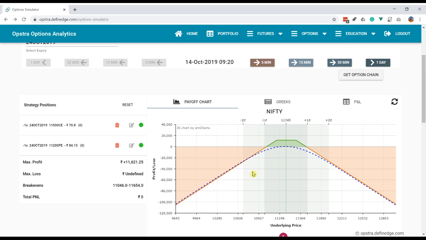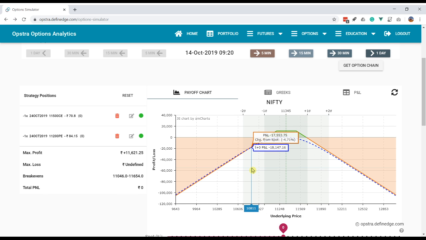Now there are two conditions in this particular strategy. One, we will exit this strategy whenever the loss goes beyond 50% of the initial credit received. In this case the initial credit received is 11,600, right? So the stop loss will be 5,500 approximately. Whenever you lose 5,500, we will exit the trade.